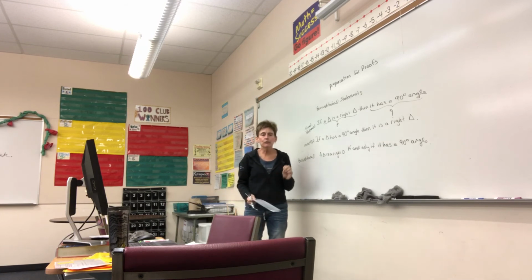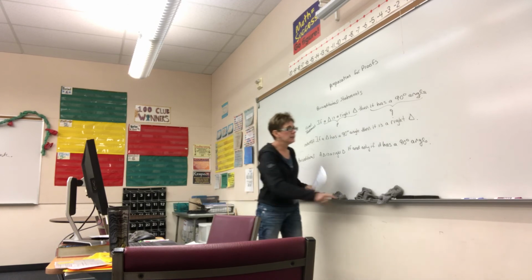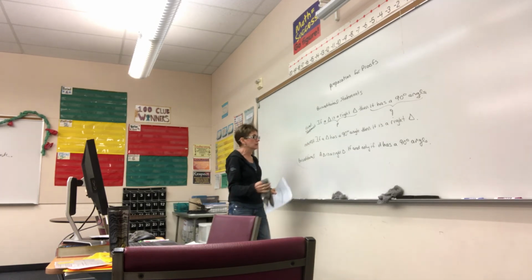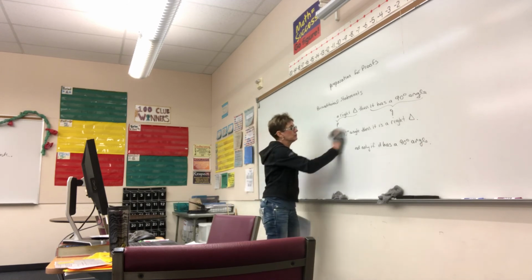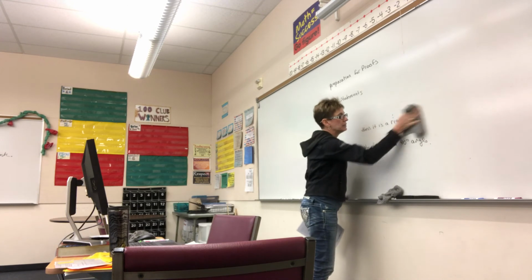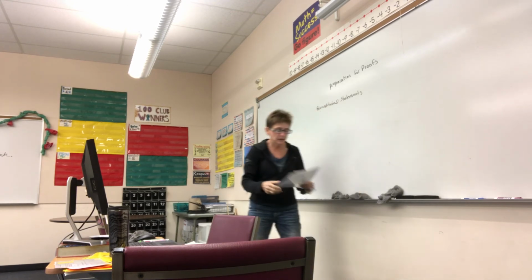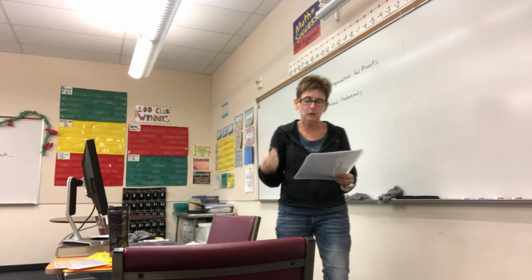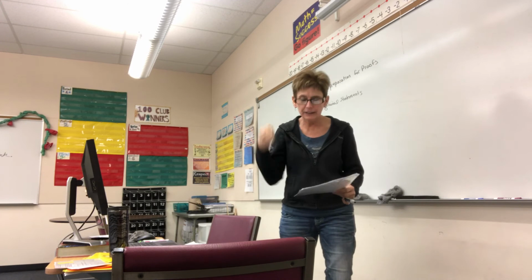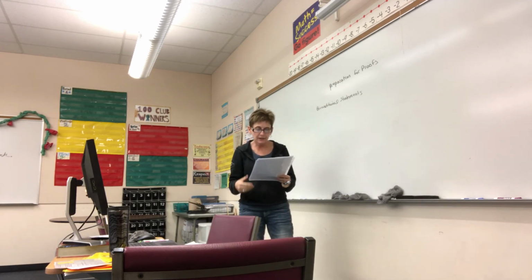Now, in order for a biconditional statement to be true, both the conditional statement and converse must be true. So the one that we just read was a true biconditional statement. A triangle is a right triangle if and only if it has a 90-degree angle. That is a true statement because both the conditional statement and the converse are true.